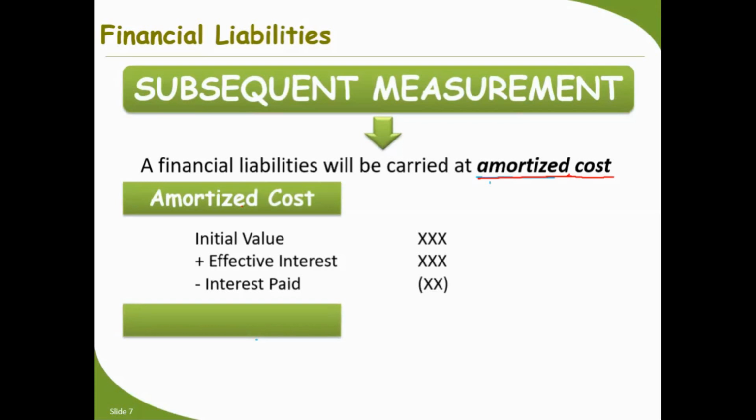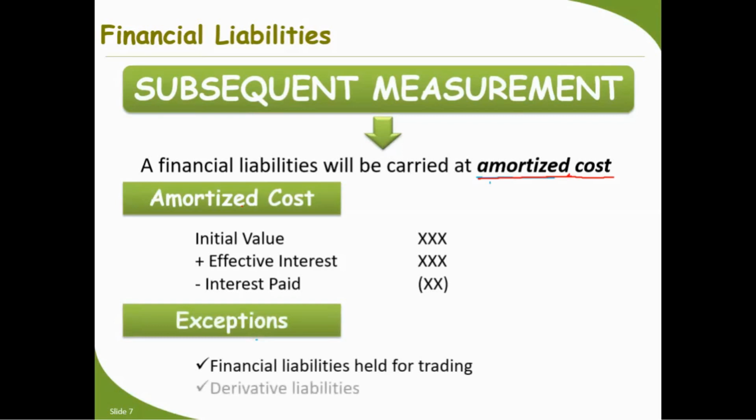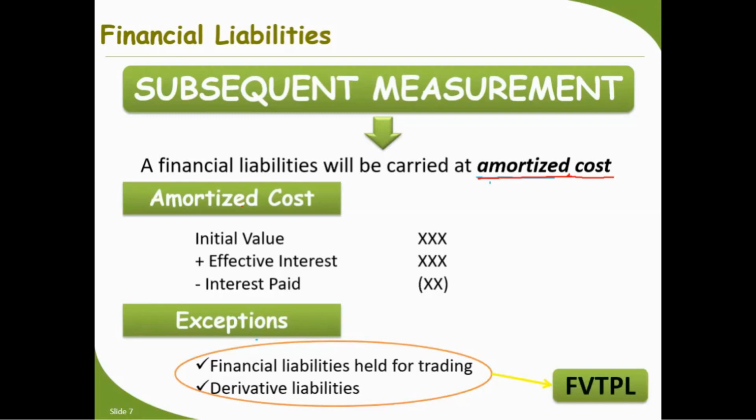I will elaborate why effective rate is different from interest paid. The exception to this rule is financial liabilities held for trading and derivative liabilities. These both will be recognized at fair value through profit and loss, not at amortized cost. But keep in mind, this is not in our syllabus. So we are supposed to do how initially financial liabilities will be recognized at fair value, subsequently will be recognized at what? Amortized cost. How will amortized cost be calculated? Initial value plus effective interest minus interest paid. I will elaborate shortly on these two terms. What is effective interest rate and what is interest paid?